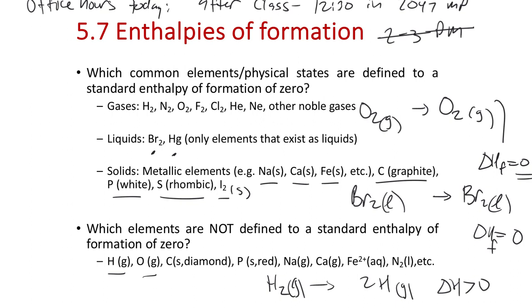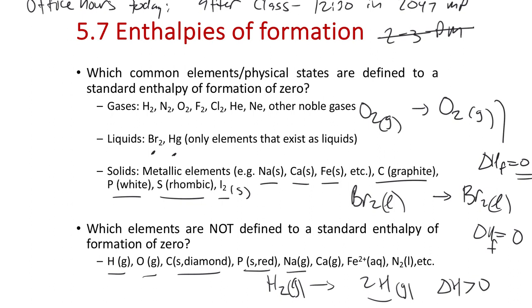And that's going to be true. We'll see this more in section 5.8 after midterm 2, but any bond that forms requires energy to break that bond. And so the H atom, therefore, has to have a positive enthalpy of formation. And certainly is not going to be 0. And so carbon diamond, a different form of carbon, has a non-zero delta HF. Another form of phosphorus also would have a non-zero delta HF.